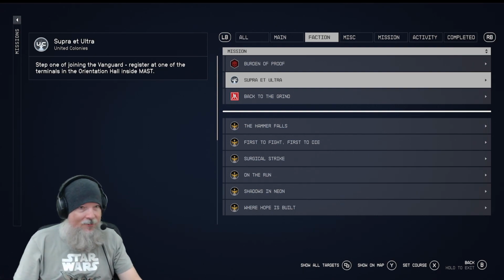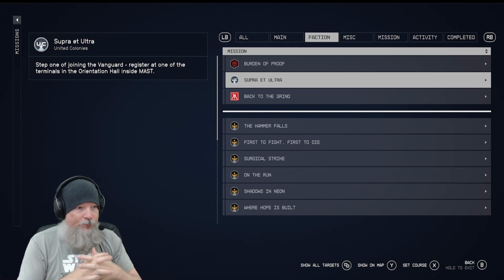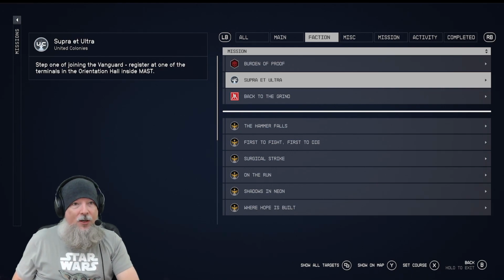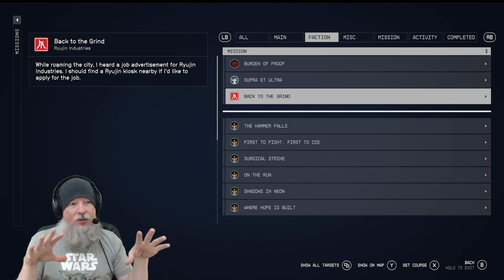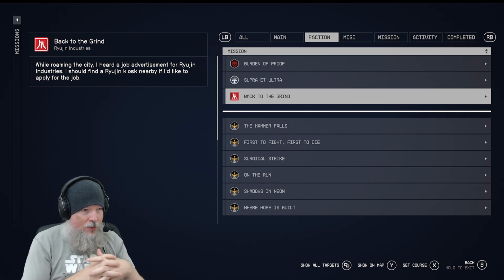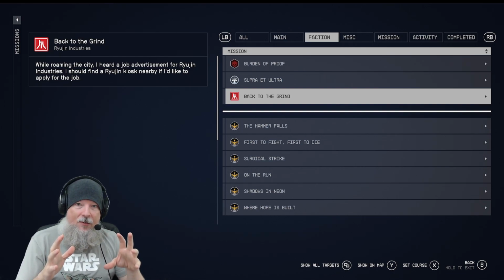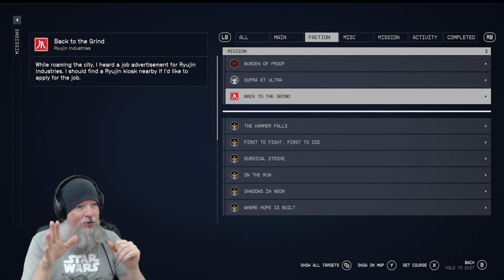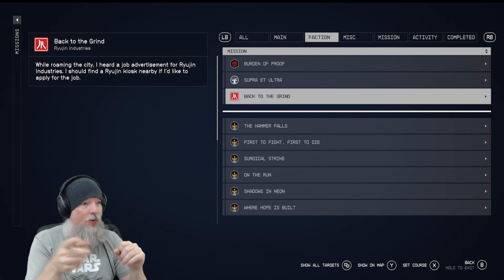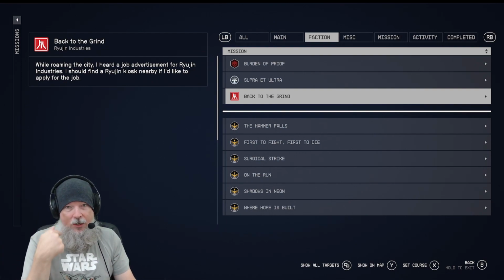But I am not running the Super et Ultra storyline with this character, because I feel like, at this point, with the exception of the Ryujin Industries storyline, I've pretty much reached the end of the road with this character in terms of what I want to see storyline-wise. Once I finish up the Ryujin Industries storyline, I'm going to finish up Constellation, get this character to New Game Plus mode, make a hard save, and then I'm going to turn around and make my Space Marine and go through.